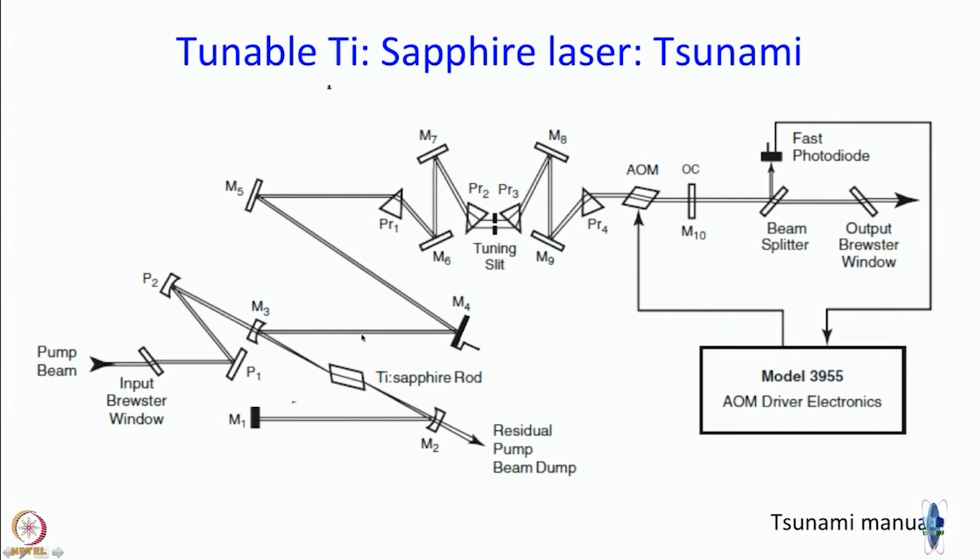So, once again you have to take your card with a hole somewhere here between M3 and M4, play around with M4 control and make sure that your light going in this direction and this direction travel in the same path. When that is done, you take out the card, you will see lasing.